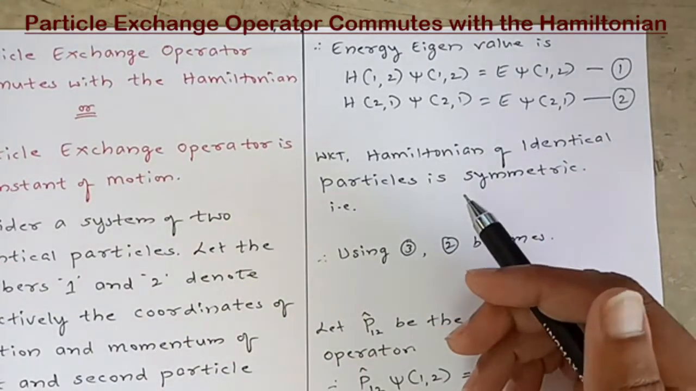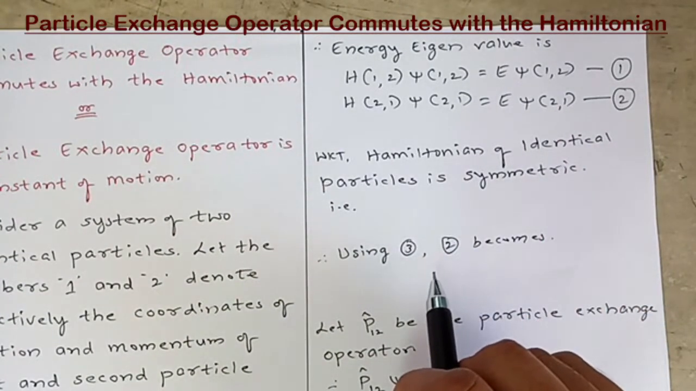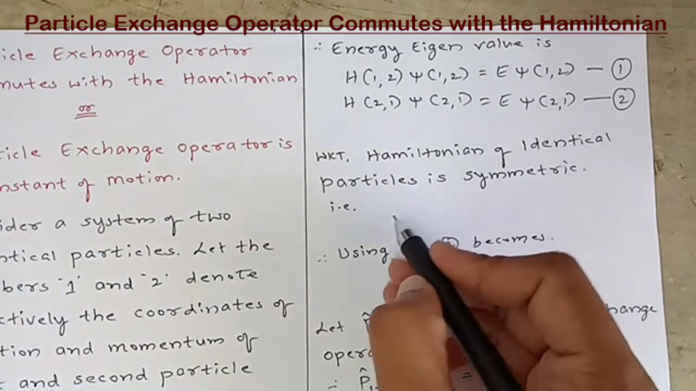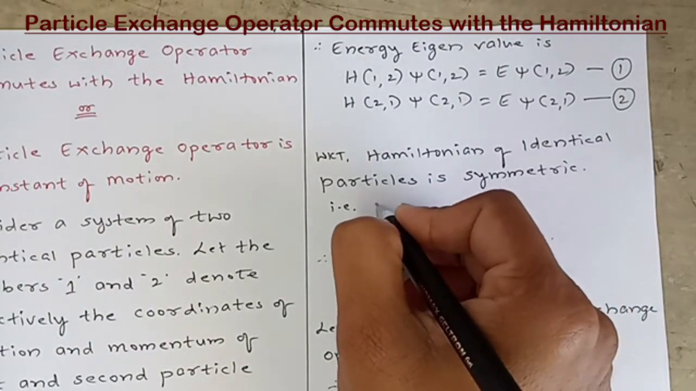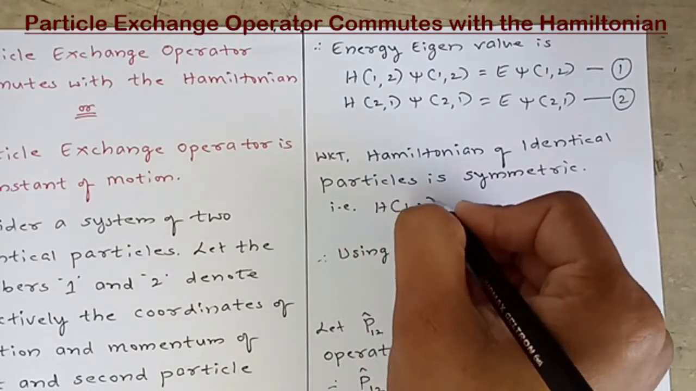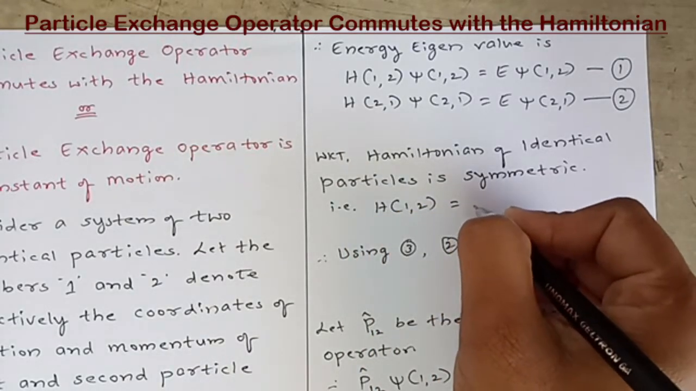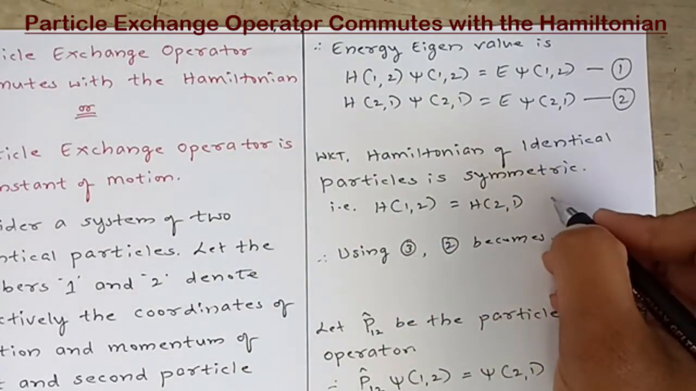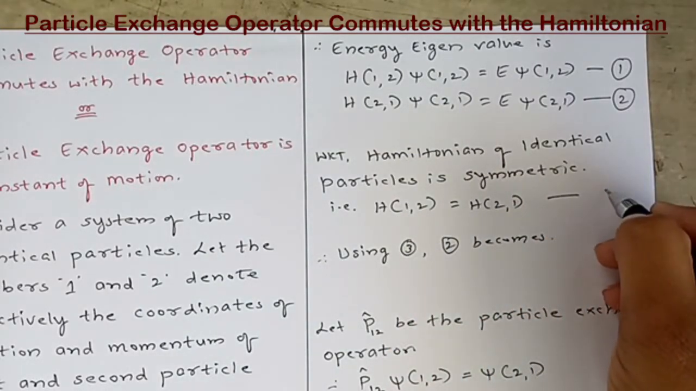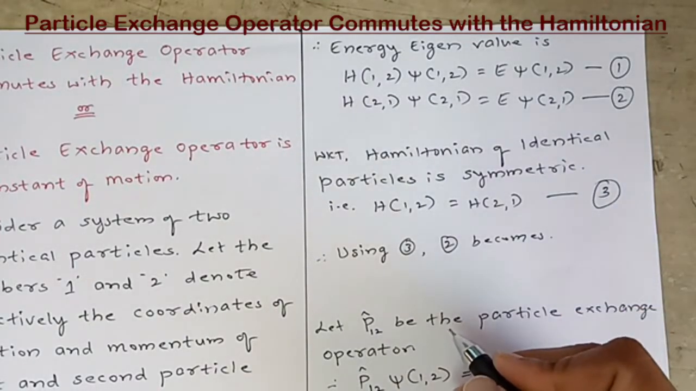And we know that the Hamiltonian of identical particles is symmetric. That is, H(1,2) is equal to H(2,1). This thing we have discussed in the previous lecture. So let us call this equation number 3.